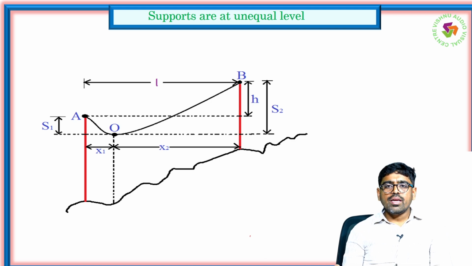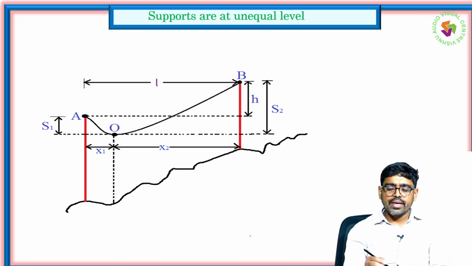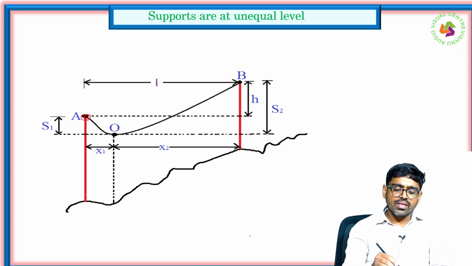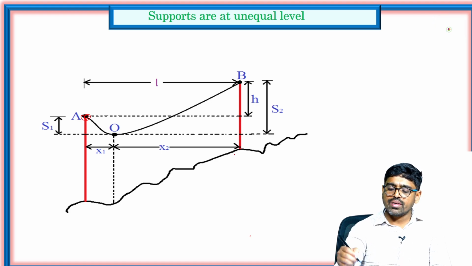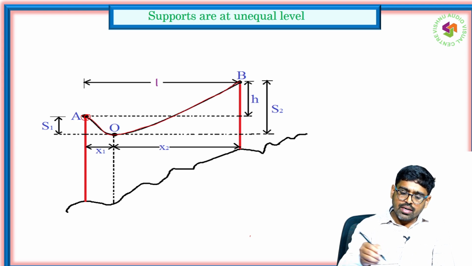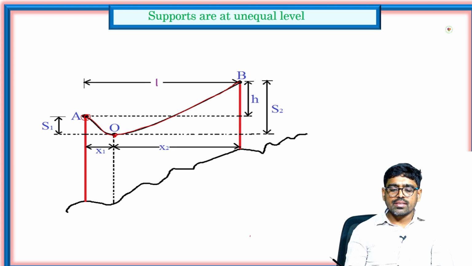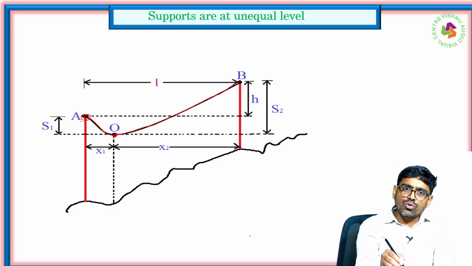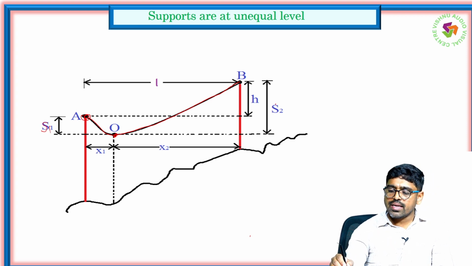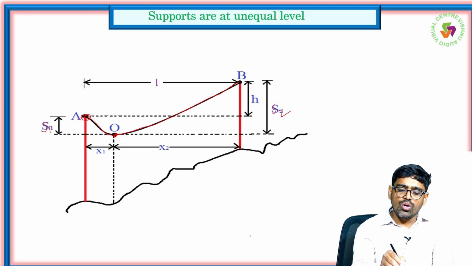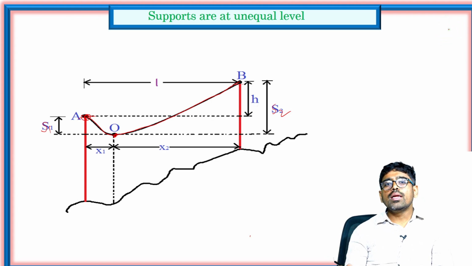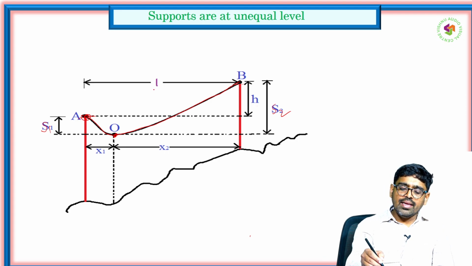Now, the supports are at unequal levels. So now we have the transmission line at unequal heights. Tower A has this much height, and tower B has this much height, and the conductor hangs like this. The lowest point of this conductor is at this point, and with respect to pole A the sag is S1, and with respect to pole B the sag is S2. The difference of the two support levels is H, the difference of the two heights of these towers, and L is the span length.